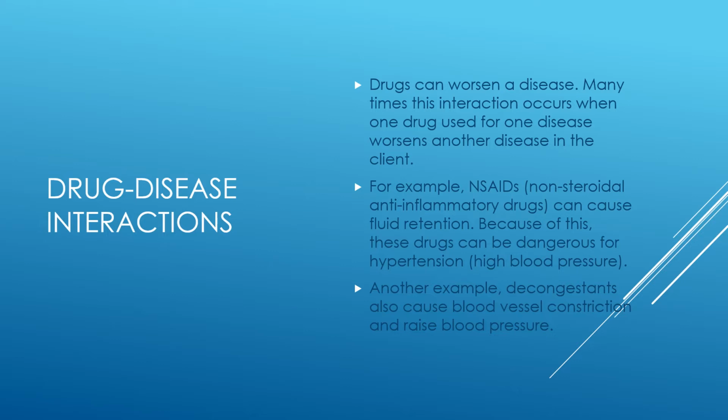So tackling the first one, we have our drug-disease interactions. This is where a drug can actually worsen a disease. Many times we have this interaction occurring because one drug is used for one disease and it worsens another disease in that client. For example, NSAIDs, so non-steroidal anti-inflammatory drugs, can cause fluid retention. This fluid retention can cause hypertension, which is also high blood pressure. If the patient already has high blood pressure, we have complications there. Another example, some decongestants can also cause vasoconstriction or blood vessel constriction, and this also raises blood pressure.